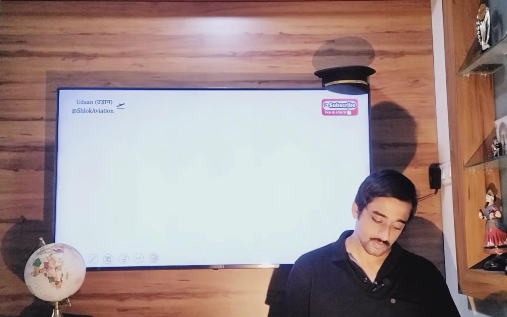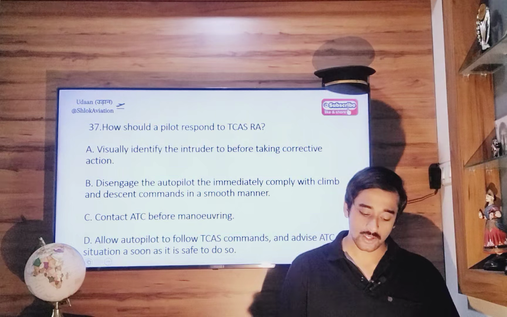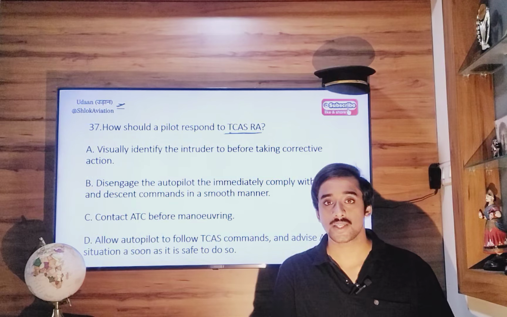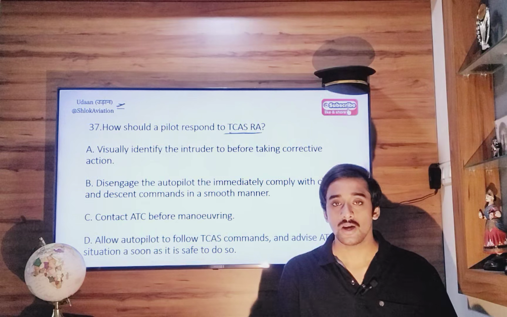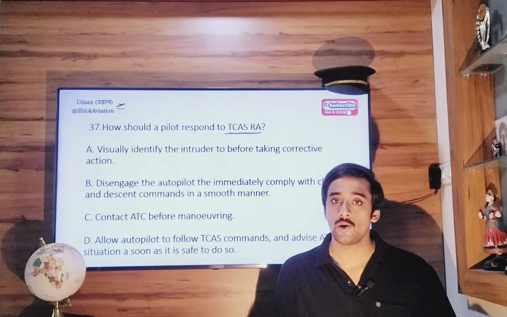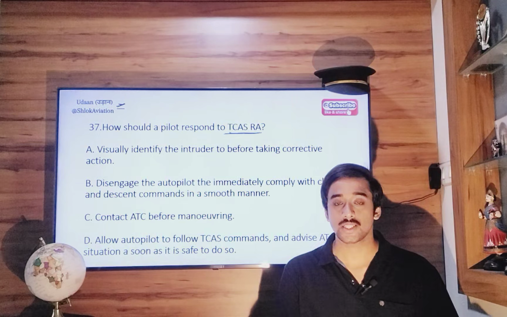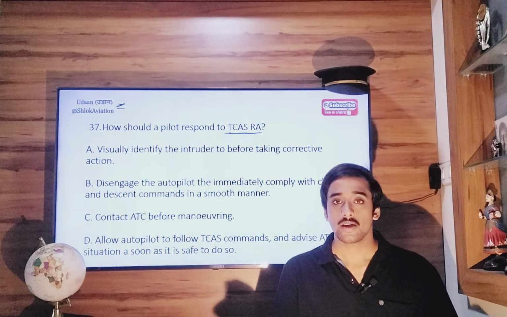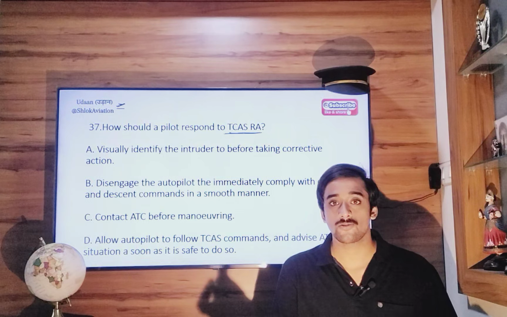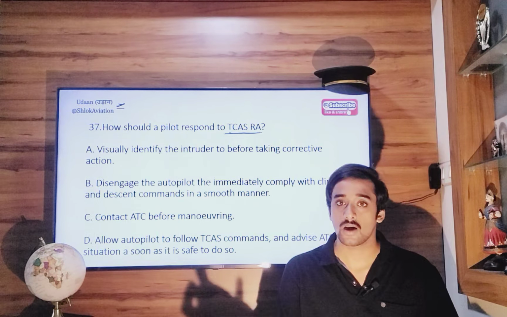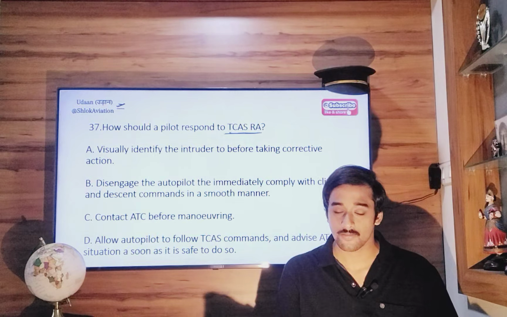Next. How should a pilot respond to TCAS resolution advisory? So as soon as a resolution advisory is given to you, the pilot flying the aircraft will have to act immediately on that resolution advisory. If it says to climb, add power, pitch up, trim, okay. It gives a command of descend, so power back, pitch down attitude, trim your aircraft, start descending, right?